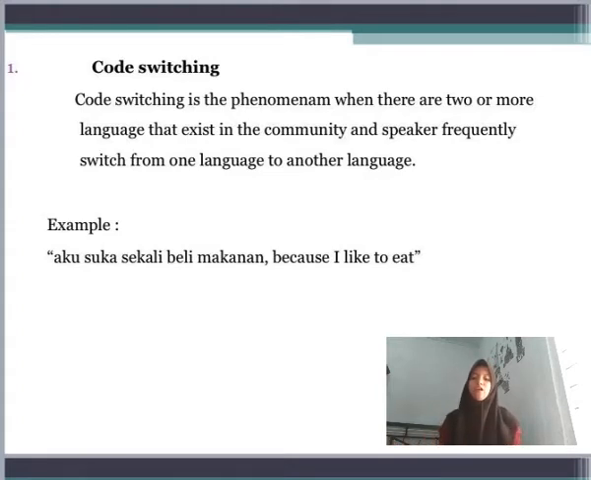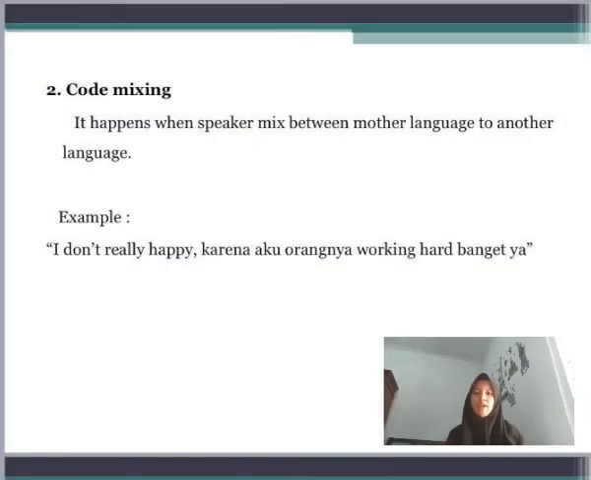For example, aku suka sekali beli makanan because I like it, because I like to eat, like that. That is the example of code switching. Okay, next, code mixing. What is the definition of code mixing? Code mixing happens when a speaker mixes their mother language with another language. For example, I don't really happy karena aku orangnya working hard banget ya, like that.